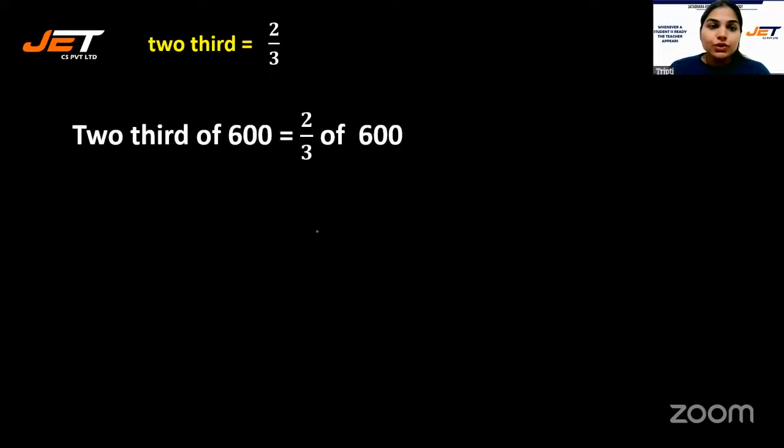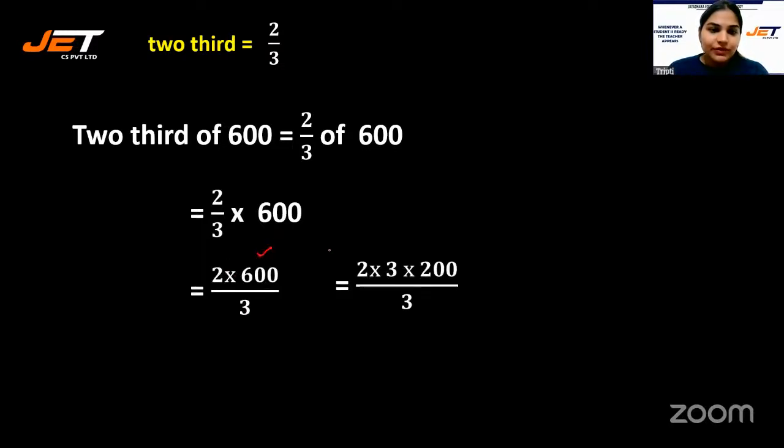Next one, 2/3. 2/3 is 2 by 3, 2 over 3. 2/3 of 600. This is how we write 2 by 3. Of means times 600. 2 by 3 of 600. 2 times 600, in the denominator it is 3. I'll open this 600. I have written the 600 as 3 times 200. 3 cancels. 200 times 2, or 2 times 200, is the answer, which is 400.